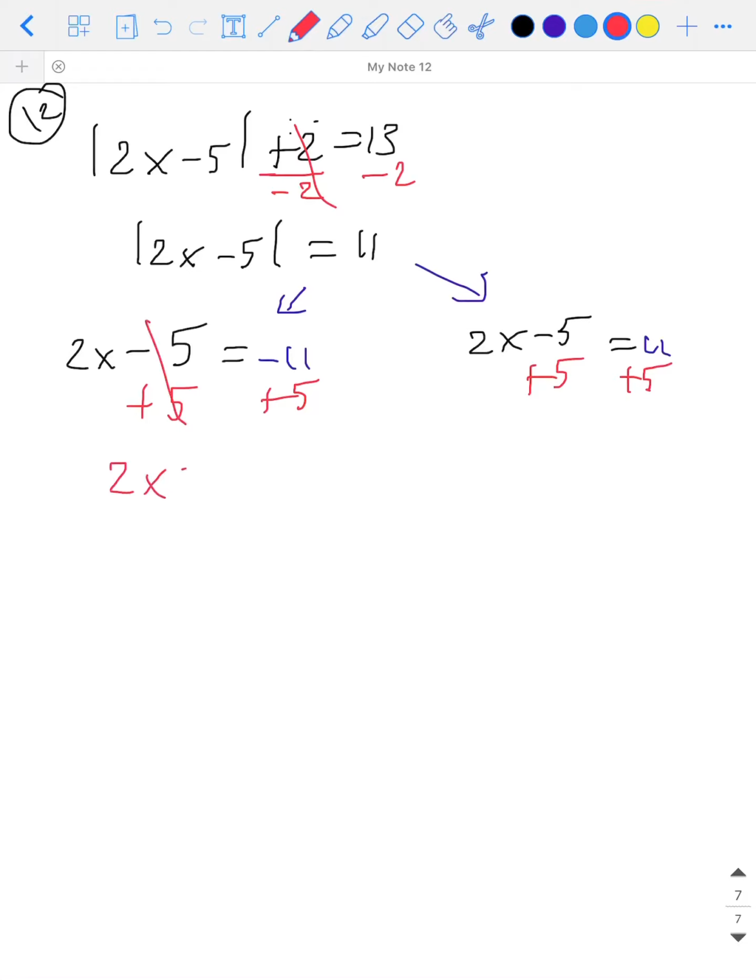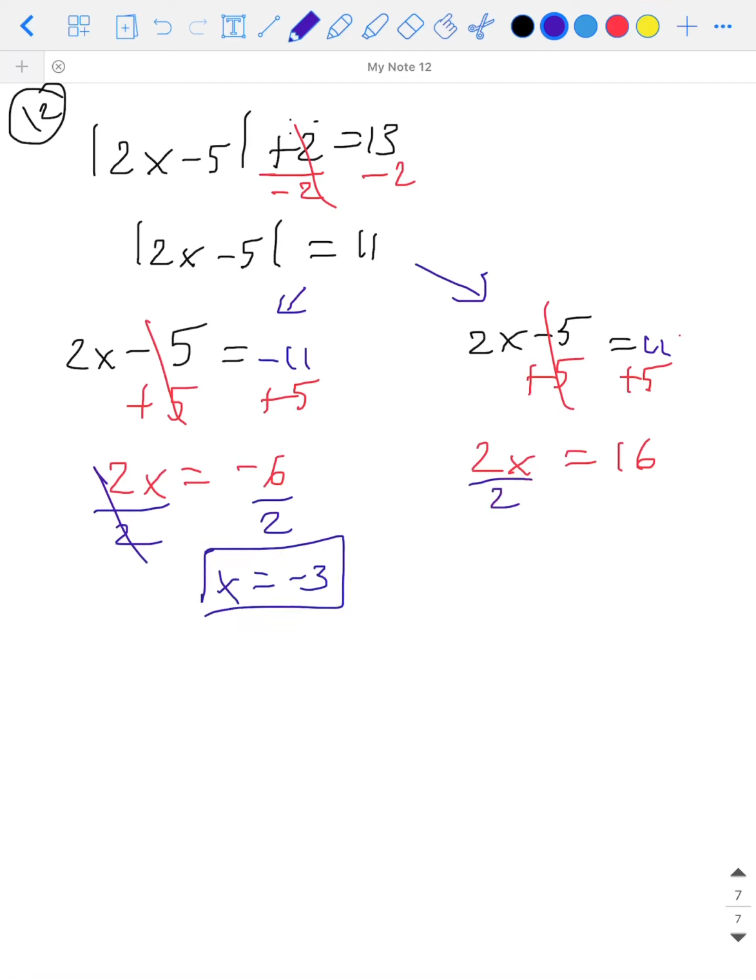Subtract, this is 2x is equal to negative 6 plus 5 is negative 6. This side cancels out, 2x. 11 plus 5 is 16. I'm going to divide 2 to both sides. X will be negative 3. Divide 2 to both sides. X will give us 8.